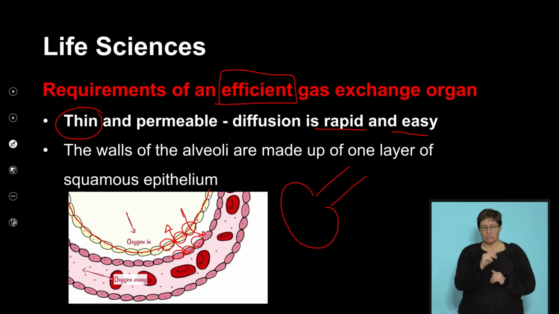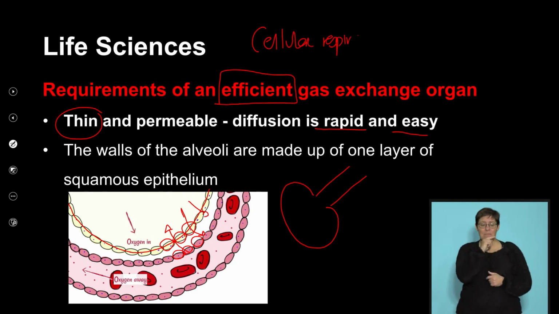So when we look at this single layer, permeable means that things can go through it easily. If I made the tissue really thick, oxygen might be able to move through it, but it would take a really long time, and I need oxygen. If I can't get oxygen, what's going to happen? Let's go back to cellular respiration. What happens if we didn't have oxygen?